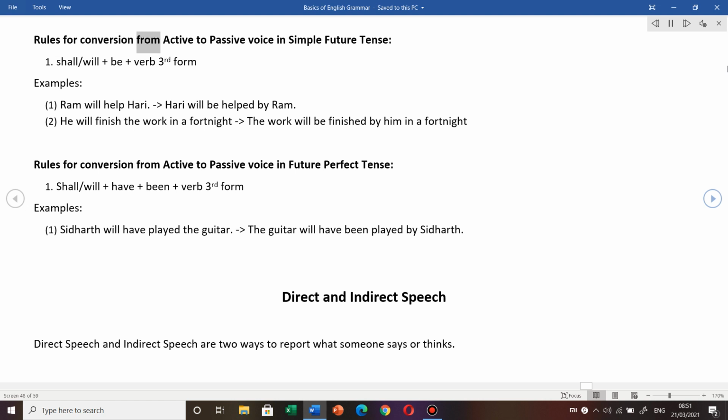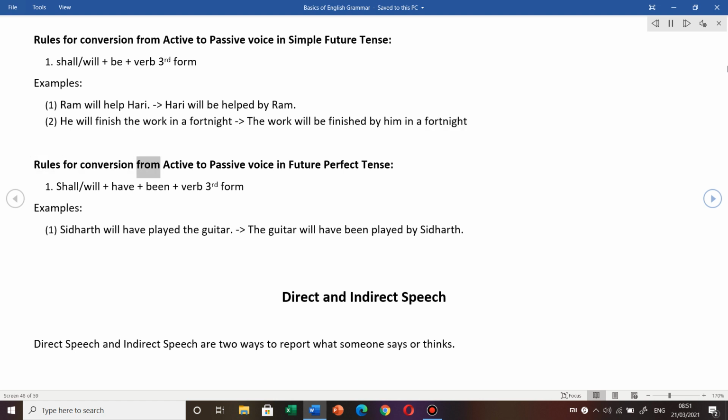Rules for conversion from active to passive voice in simple future tense. Shall/will plus be plus verb third form. Examples. Ram will help Hari. Hari will be helped by Ram. He will finish the work in a fortnight. The work will be finished by him in a fortnight.